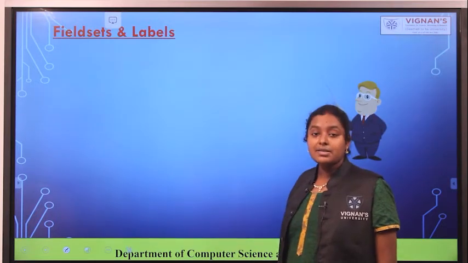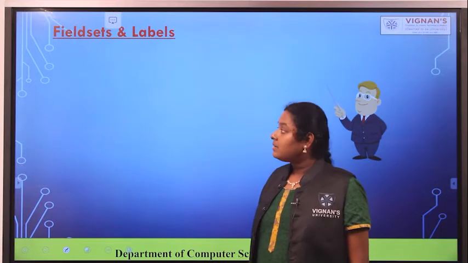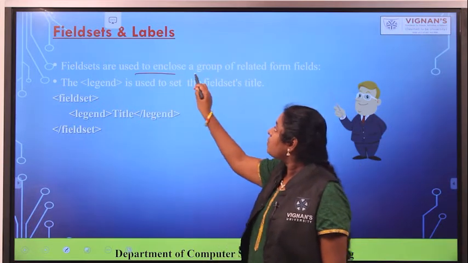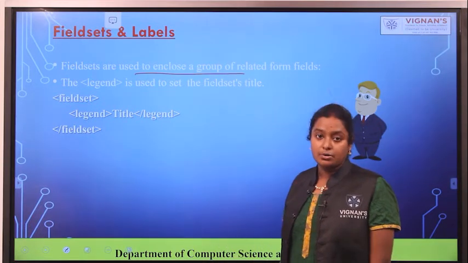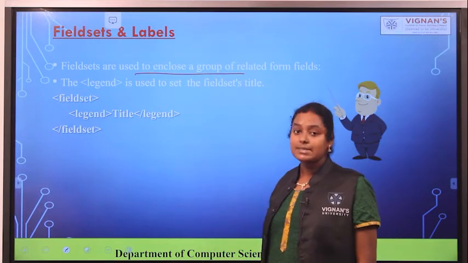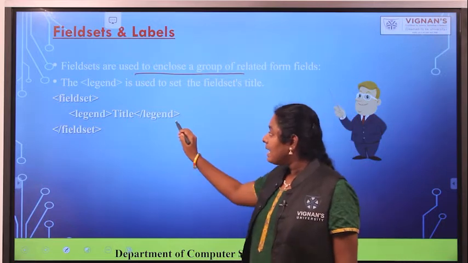So the last control we are discussing in the form controls is the field set. So what is meant by a field set? Field sets are used to enclose a group of controls. If you want to group certain controls, then you have to use this field set. For the field set, you have a tag called the legend tag.